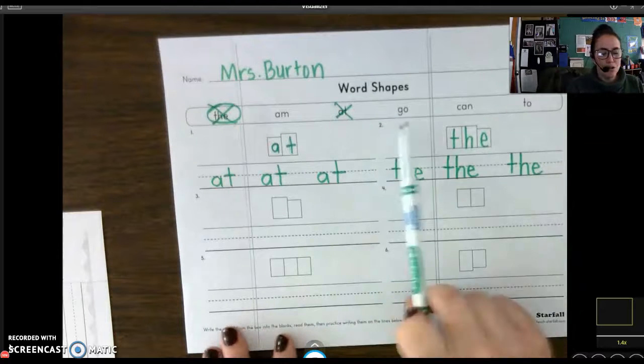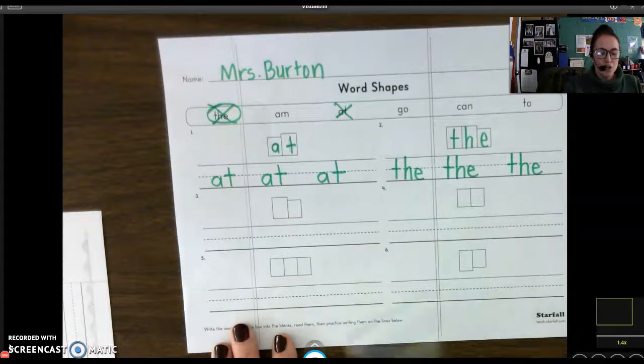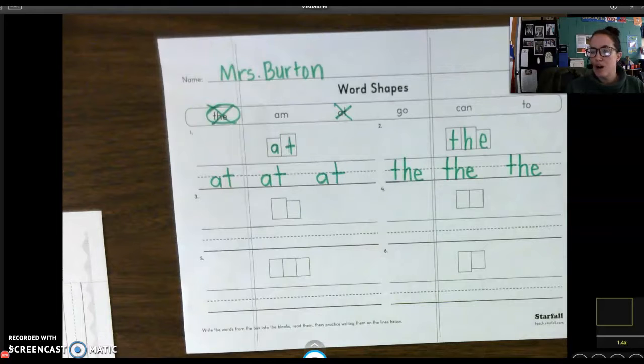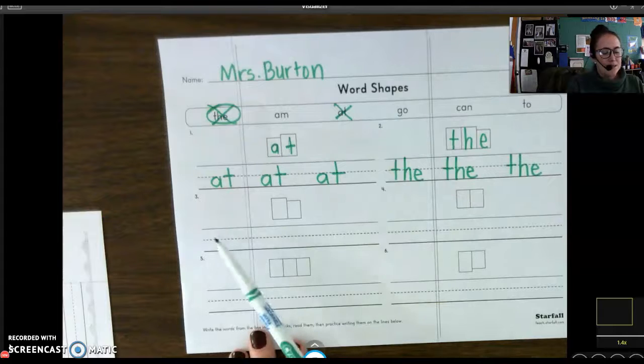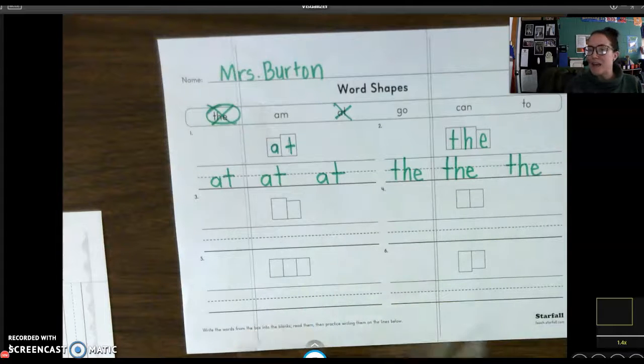You've got 4 words left, 4 word shapes. So for each one, you're going to figure out which word fits in the word shape. You're going to write it in the boxes, and then you're going to spell and write it 3 times underneath. Alright, do your nicest, neatest writing, and I'll talk to you later.